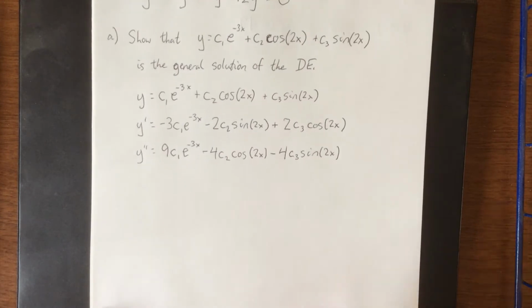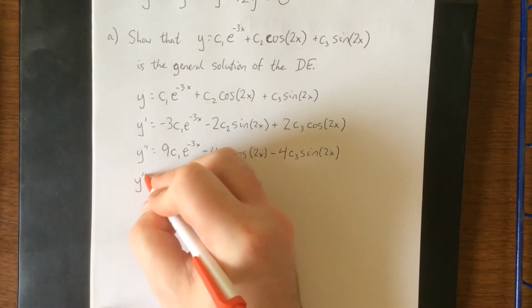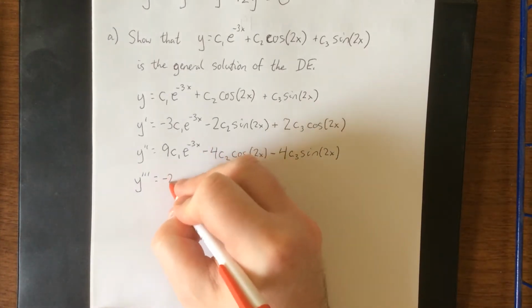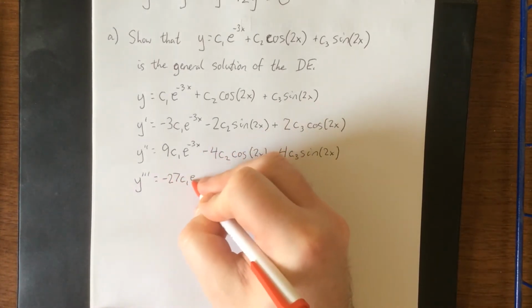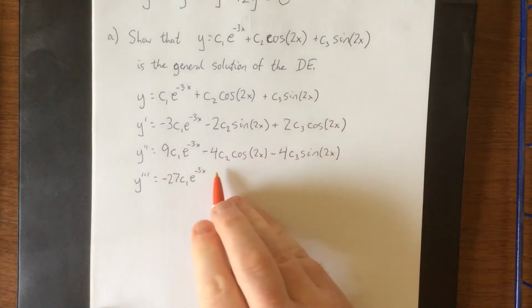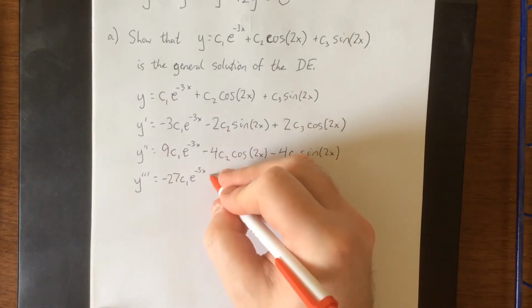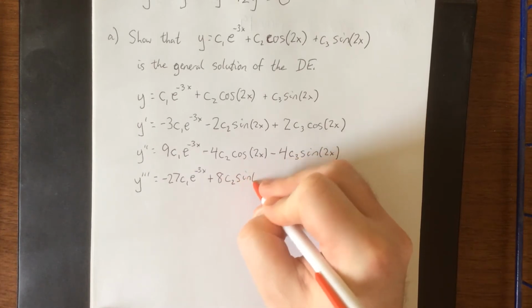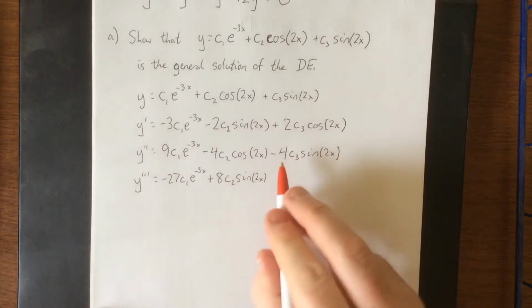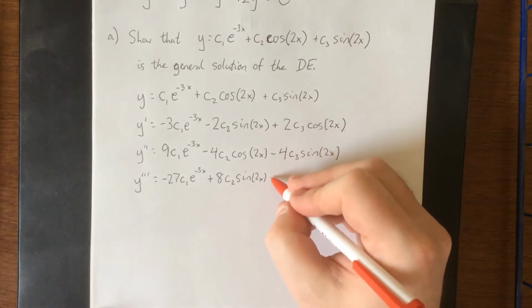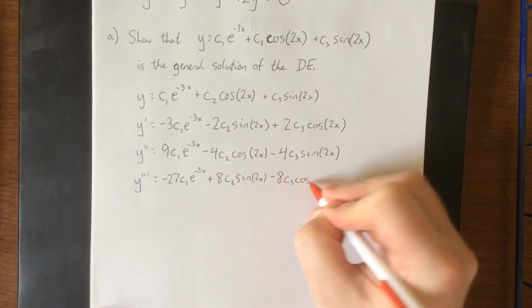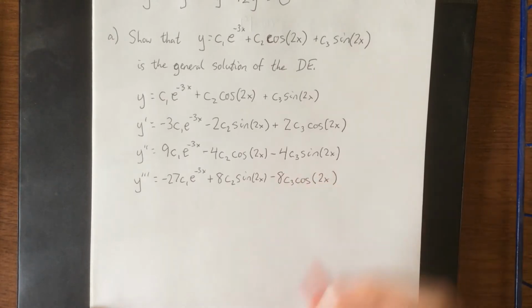And one more derivative to get to our third order. Extra factor of negative 3, that'll be negative 27 c1 e to the negative 3x. Derivative of cosine is negative sine, changing this back into positive 8 c2 sine of 2x. Derivative of sine is positive cosine, negative stays negative, so that'll be negative 8 c3 times the cosine of 2x.